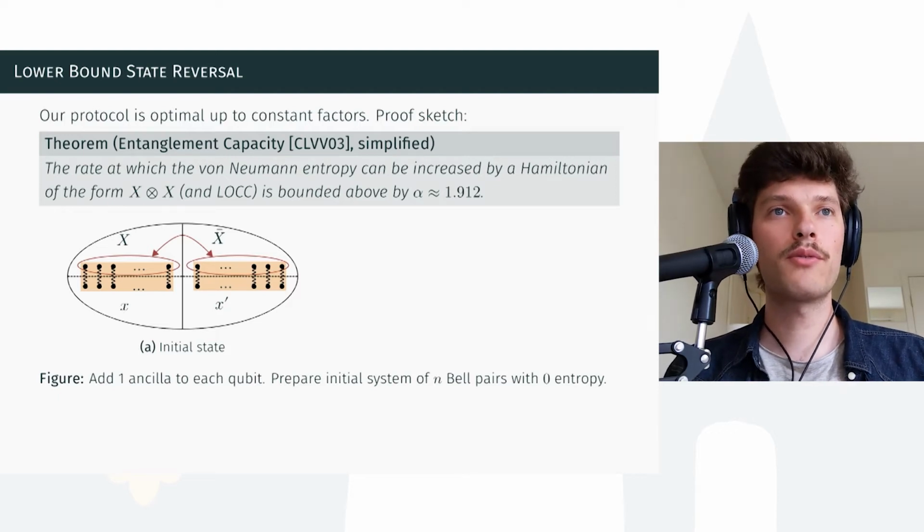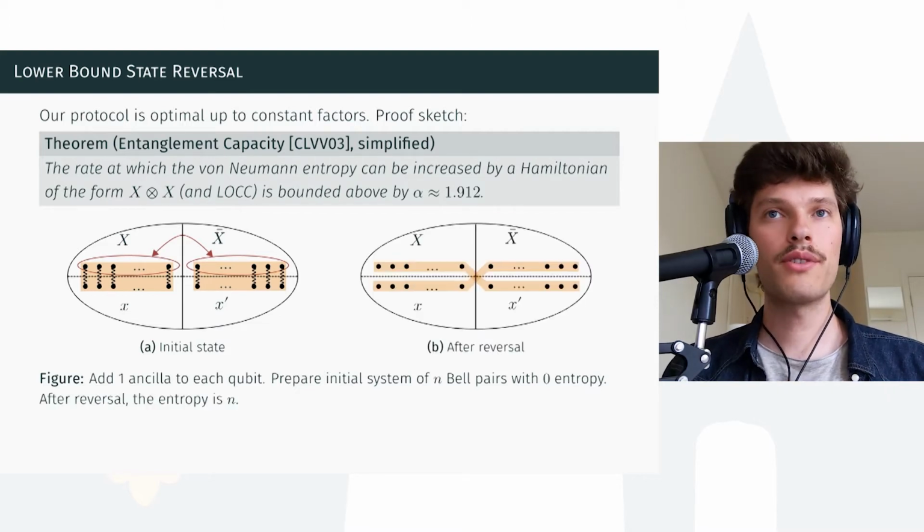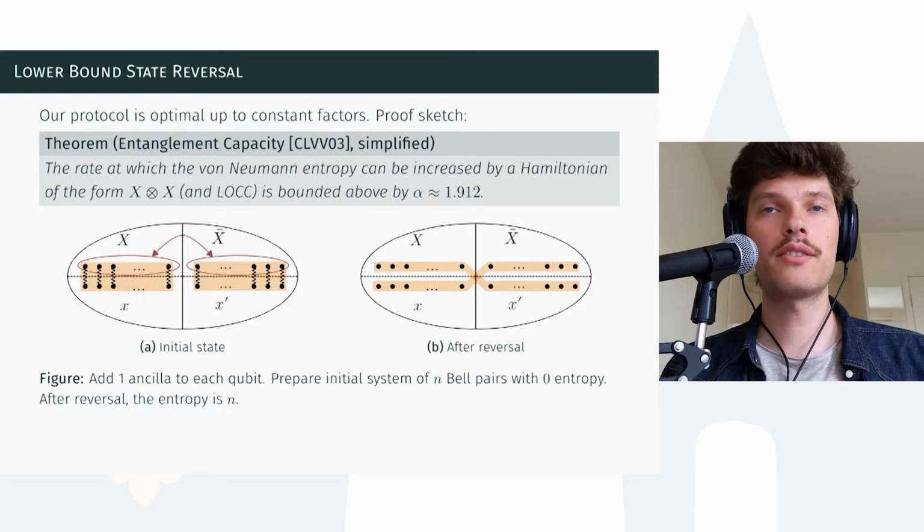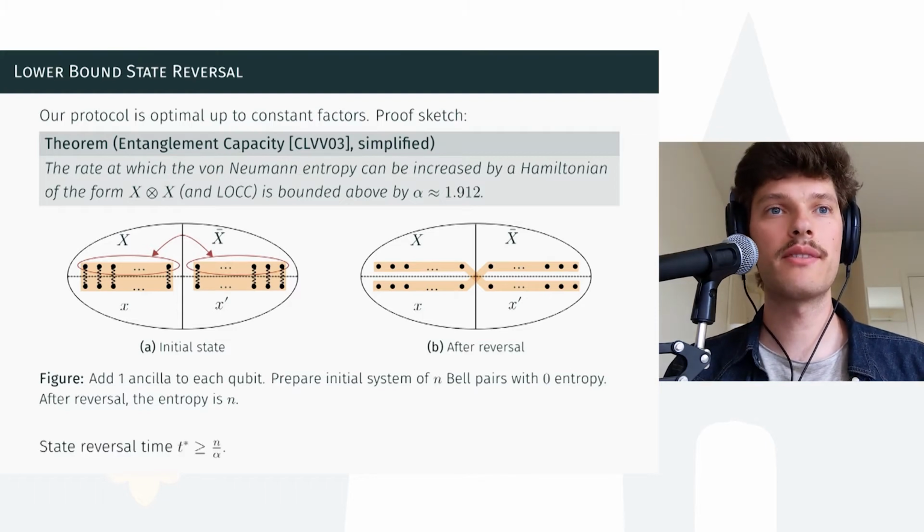However, if we perform a reversal on the circled nodes, the red circled nodes, then afterwards we see that the entropy has increased to n. So now if we apply the entanglement capacity theorem, we immediately see that the state reversal time must be lower bounded by n over alpha, because this one operation has increased the entropy by n and the rate is upper bounded by alpha.